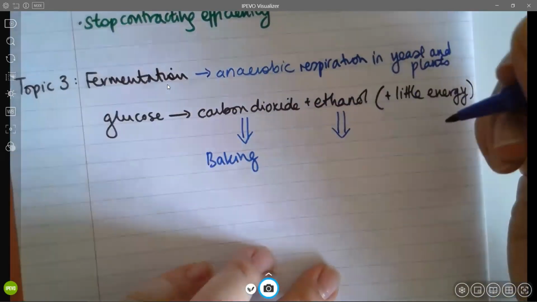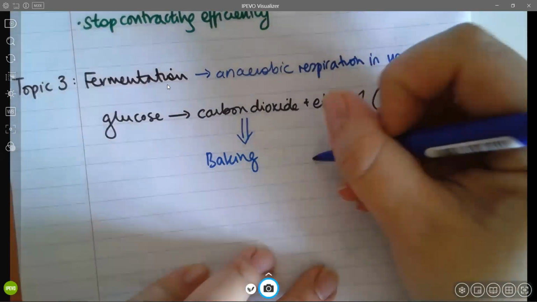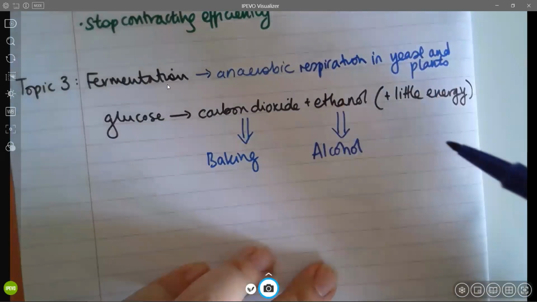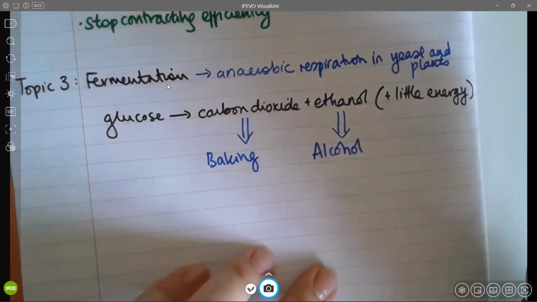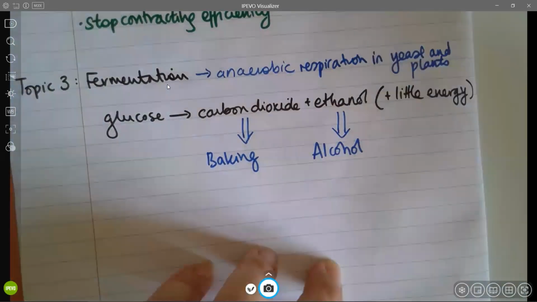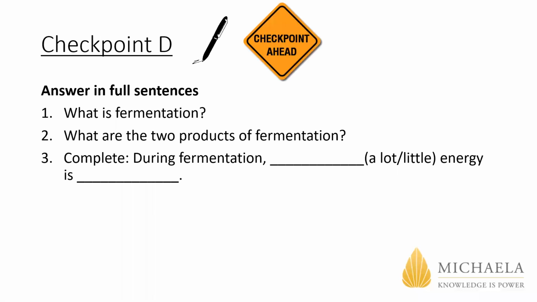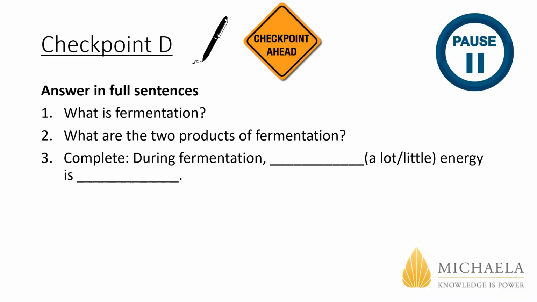Brewers or winemakers will use the ethanol to make alcohol. So they will add yeast to hops to make the alcohol. And that's fermentation. So let's head back to our checkpoint D. Writing checkpoint D and underlining, pausing the video and answering in full sentences.